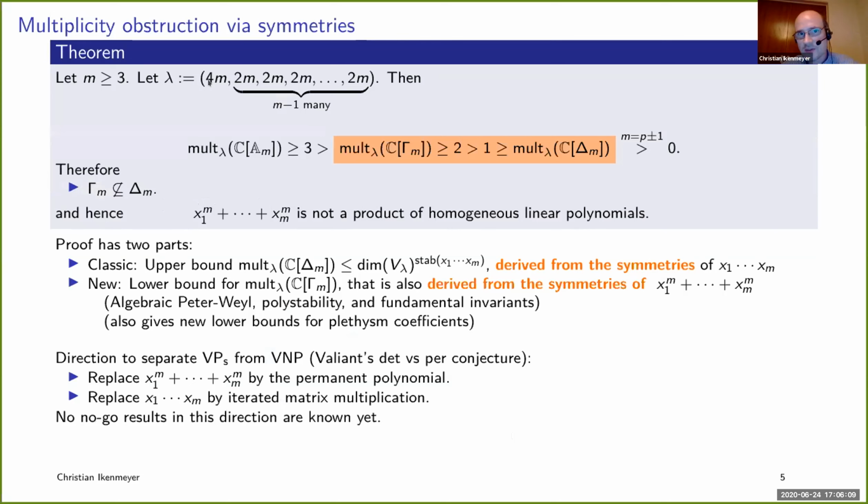So the theorem that we prove is very simple. It's a toy example, so the lambda is also expected to be simple. It is really simple. So we get this multiplicity for the gamma side is 2, for the delta side is 1. And this gives us our desired result.